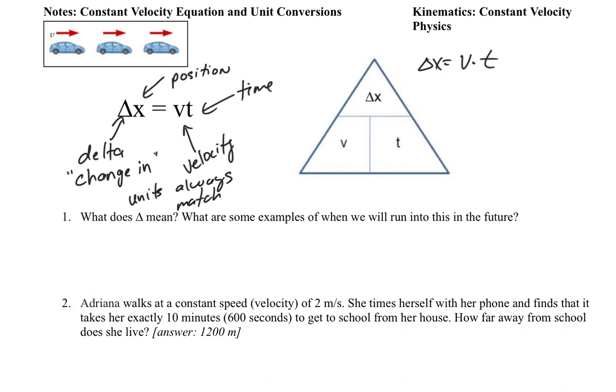Well, what if I instead wanted to solve for velocity? Well, I would put my thumb over velocity, and I would see the velocity is equal to delta x divided by t, because when I cover up velocity, the delta x is on top of the t. And if I wanted to solve for time, I would cover up the t, and I would say, well, time must be delta x over velocity. Okay? So you can use the triangle if you like.